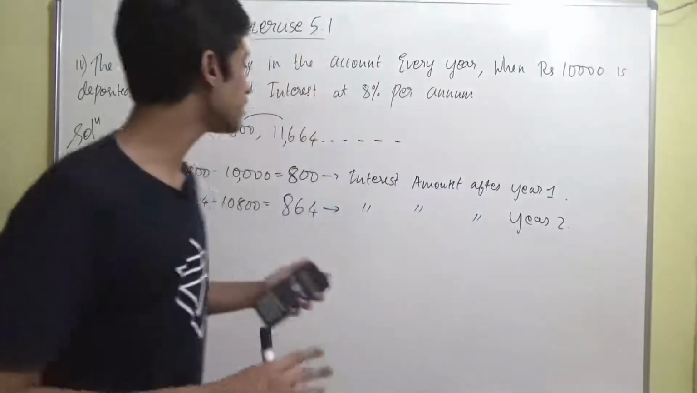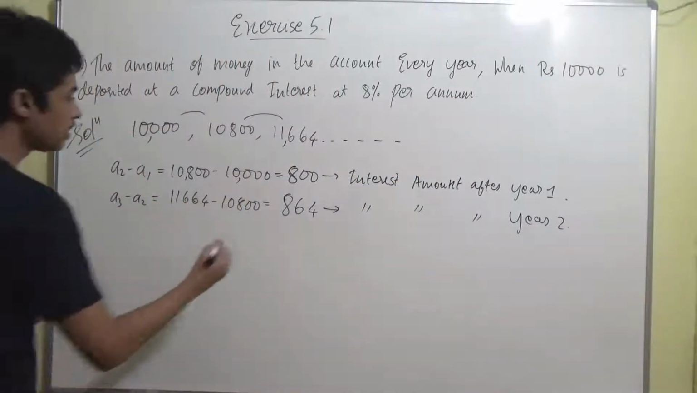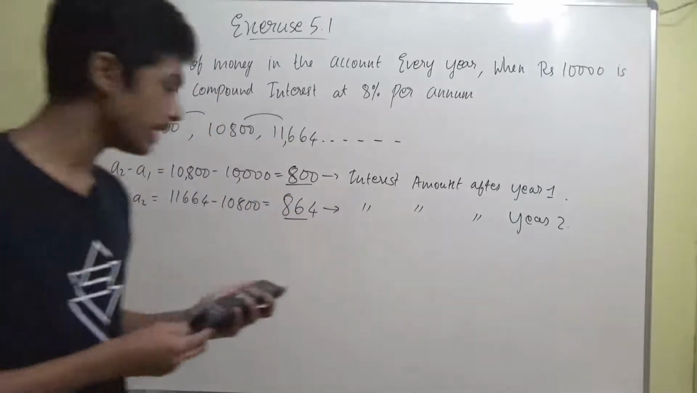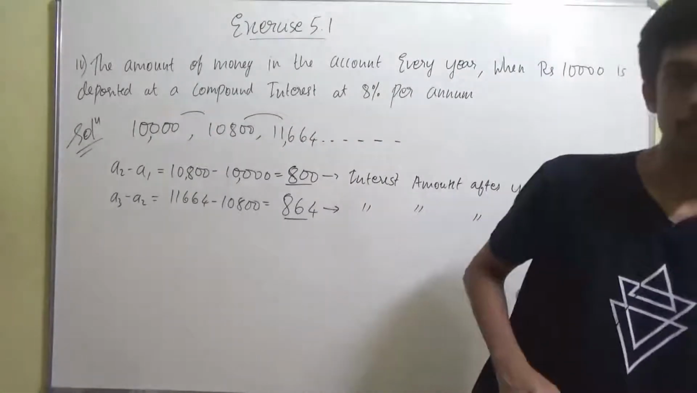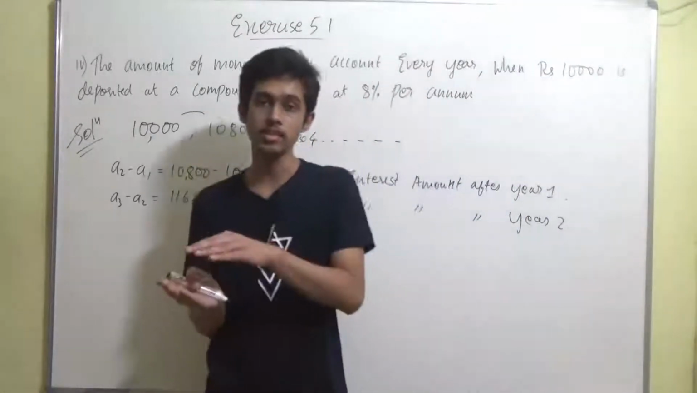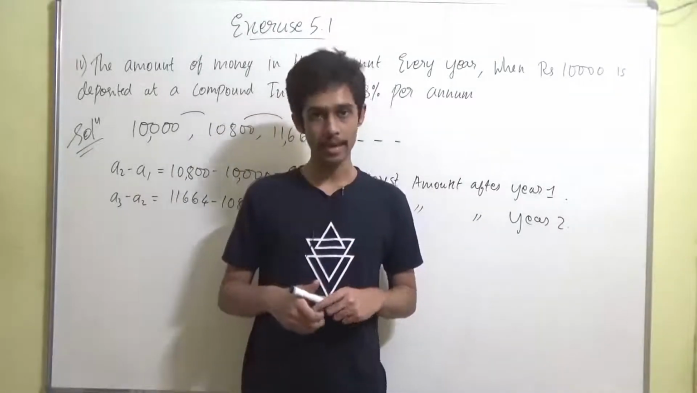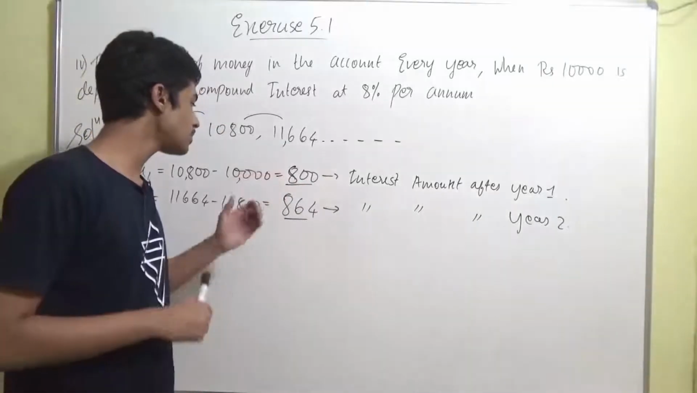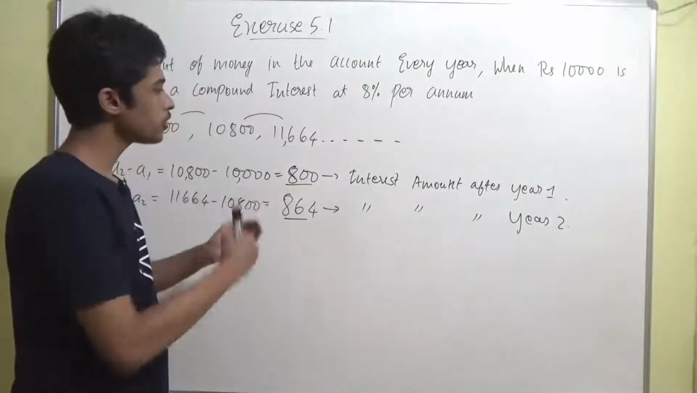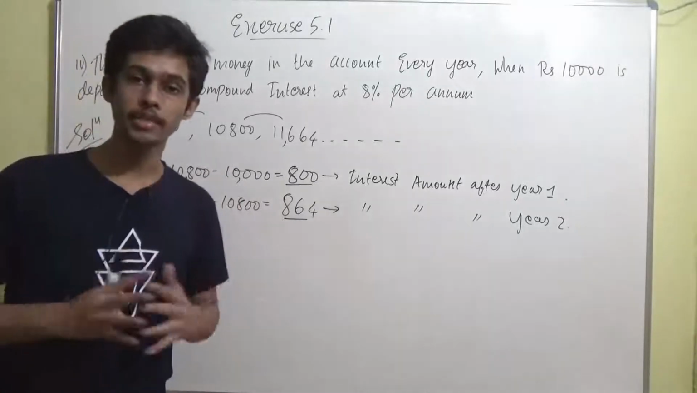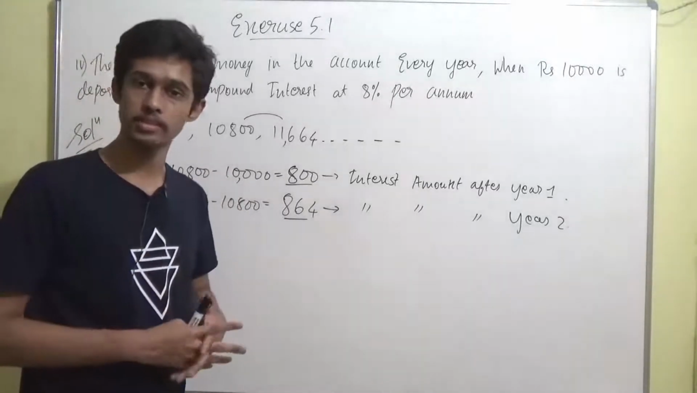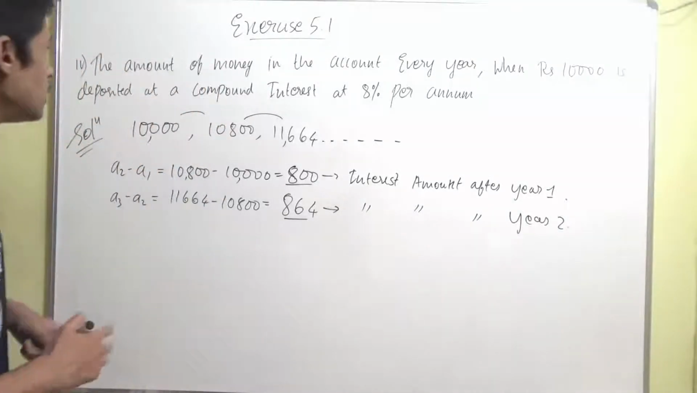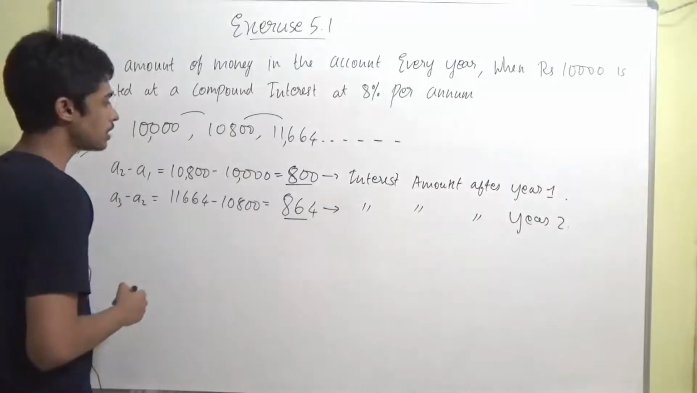If you see, guys, the interest amount after year 1 is 800 and the interest amount after year 2 is 864. If you see the difference, the interest amount which is getting added to the bank after each year is changing, that is not the same. That was 800 initially, and after that it became 864. It's going to keep on changing, which means the common difference is not same. There's no common difference, so you will say it is not an AP.